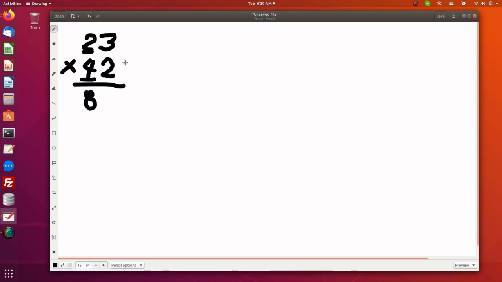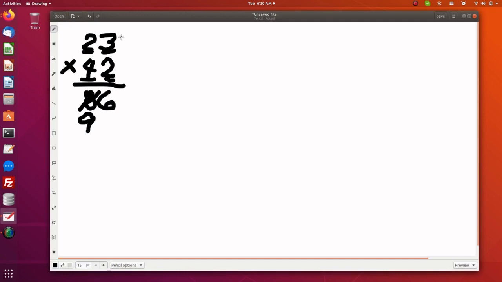Okay, the second step will be to cross multiply these digits. So 2 times 2 will give us 4. Then 4 times 3 will give us 12. So 4 plus 12 will give us 16. If that is 16, we will write 6 here and we will add 1 to our first digit. So we have 96.